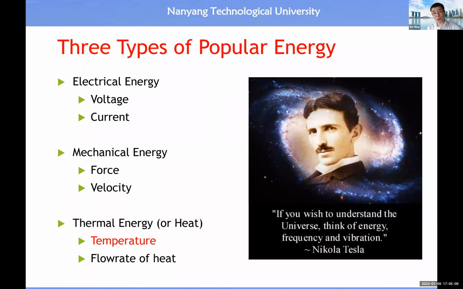So it is also true for the human body. Why do we need to control our body's temperature to be roughly around 36 degrees? It's because we must keep the energy level of our body at a certain value. It should not go below or go beyond. If it goes below, we are in trouble. If it goes beyond, we are also in trouble. So energy is very important.